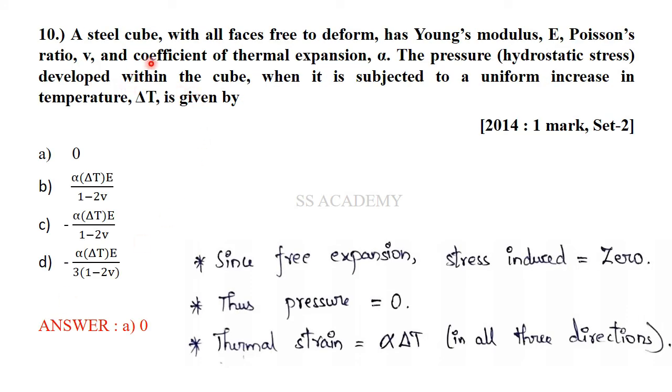A steel cube with all faces free to deform has Young's modulus E, Poisson's ratio V, and coefficient of thermal expansion alpha. Generally for Poisson's ratio they use mu, but here they have given V. The pressure, hydrostatic stress, is generally the stress developed within the cube when it is subjected to a uniform increase in temperature, del T, is given by.